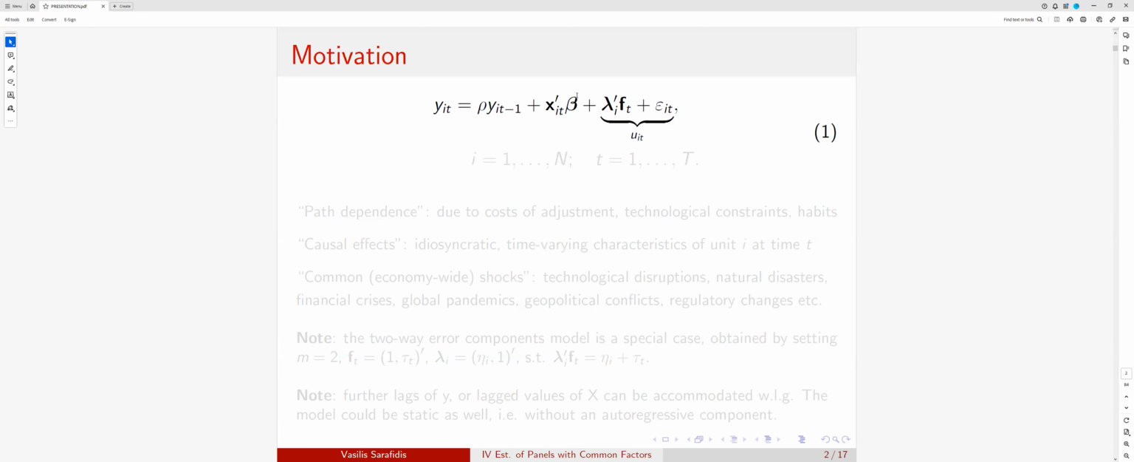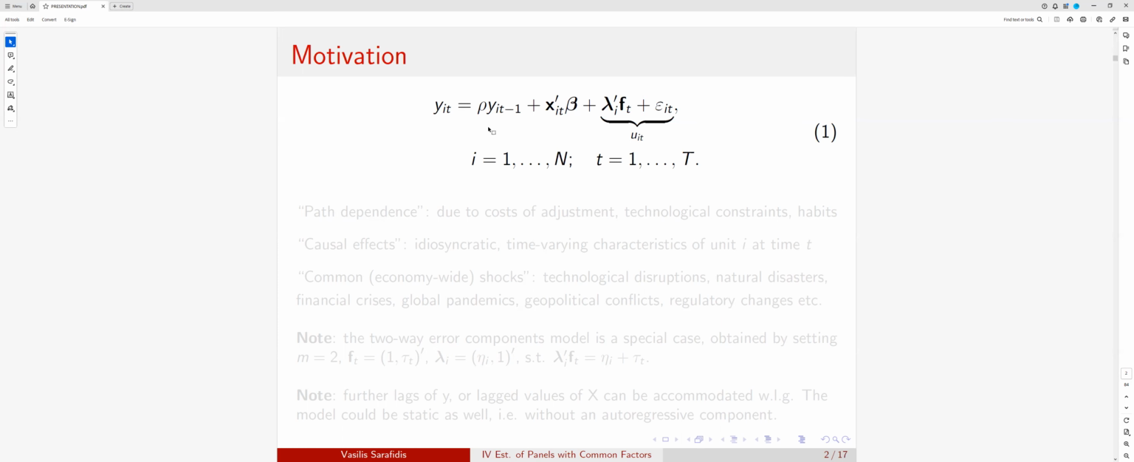The model we're going to focus on is of this form here, where y_it denotes the observation on the dependent variable for individual unit i at time t. i is a cross-sectional index that goes from 1 up to capital N, and t is the time series index that goes from 1 up to capital T. Therefore, we observe a cross-section of N individual units, each one being followed over capital T time periods.